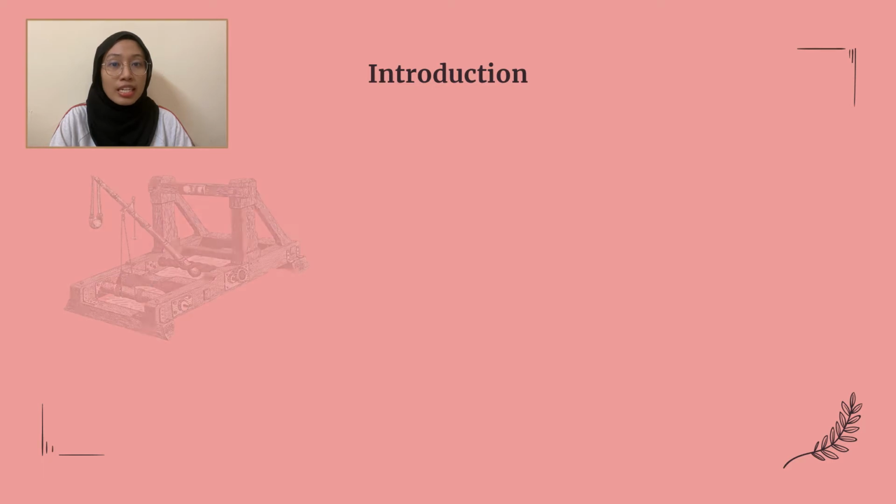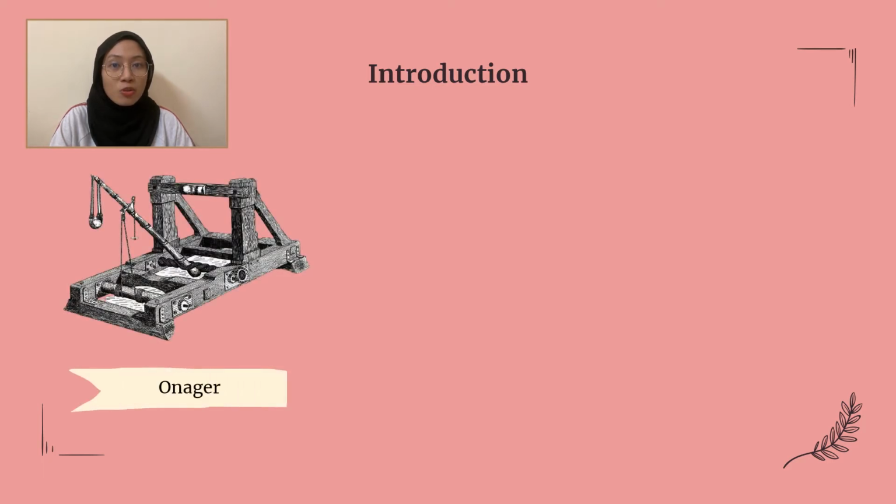The first one is the onager. Onager catapults initially launch projectiles from a sling. To fire an onager, the arm was forced down against the tension of twisted ropes or springs by using a windlass before it is released to launch the payload.